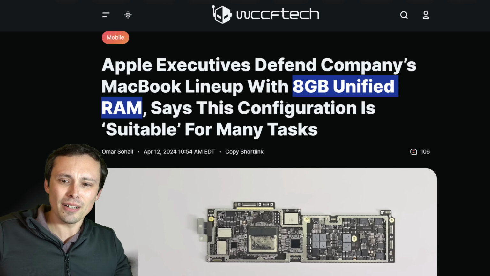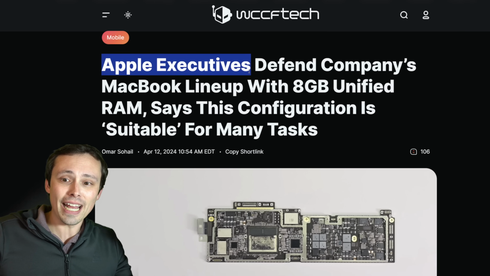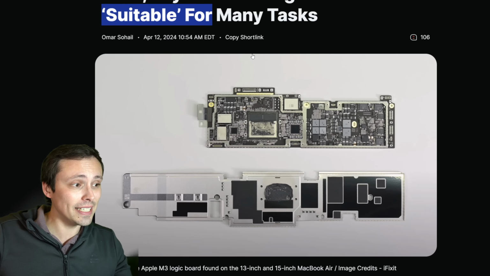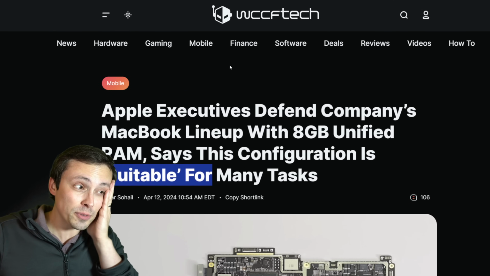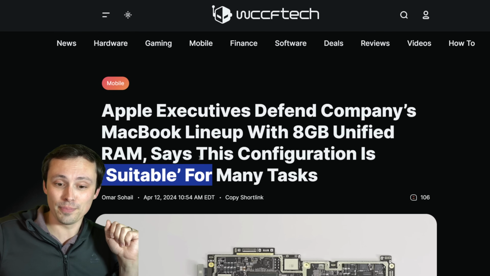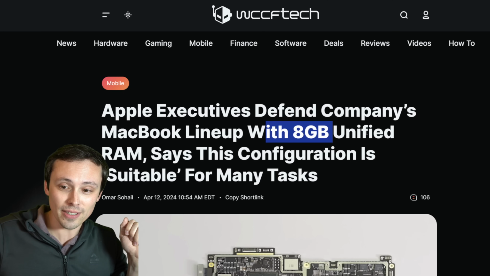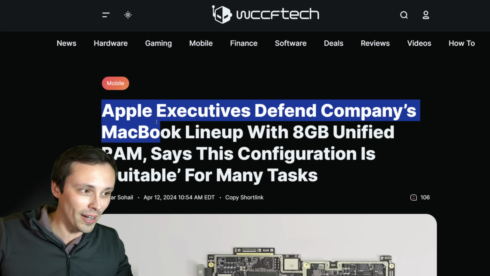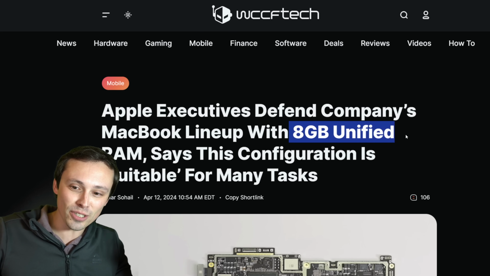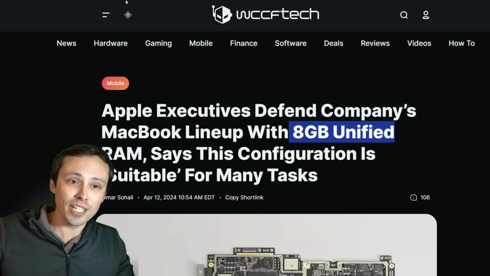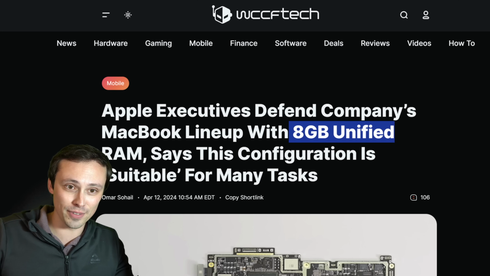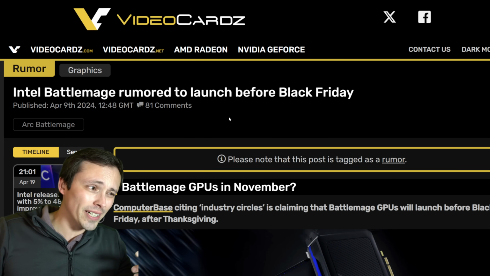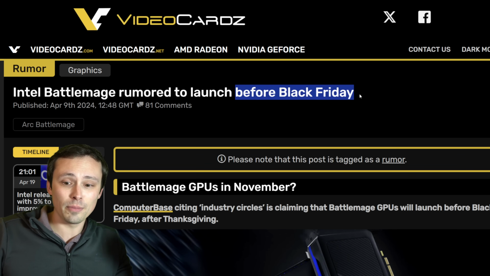Now, Apple executives were apparently asked about this and said it's suitable for many everyday tasks. And sure enough, if you're just browsing on a web browser and nothing else, maybe you will get by with that. But with the price of Apple products, it's just horrifying to me that they're shipping systems with 8 gigabytes of unified memory.